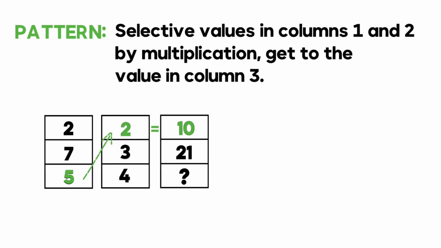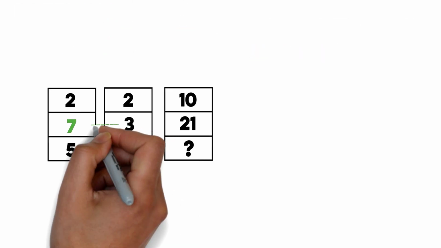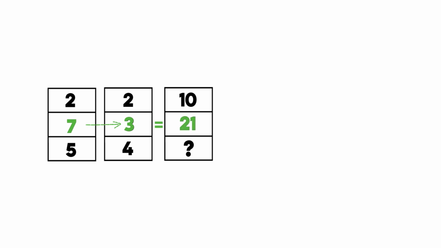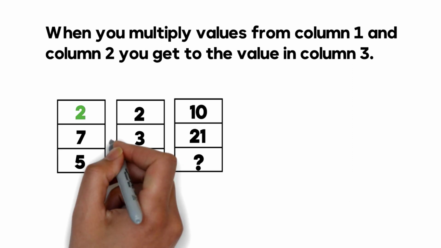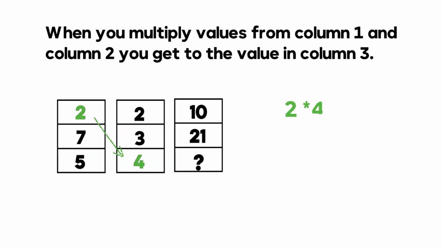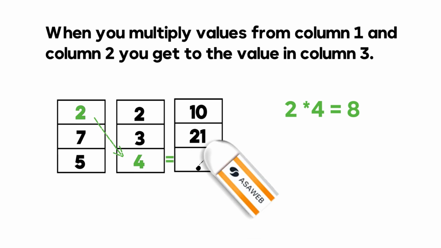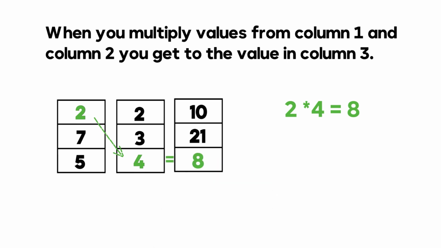If we multiply 5 by 2, we get the value of 10. Second set of values, represented by the middle row: 7 multiplied by 3 equals 21. So the missing value here can be calculated by multiplying 2 by 4, and the end result would be equal to 8. So the correct answer to this problem is choice A, 8.